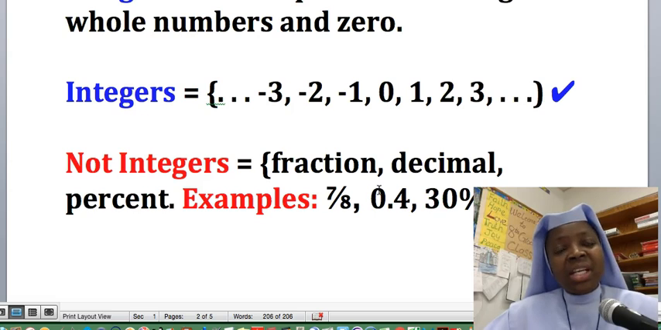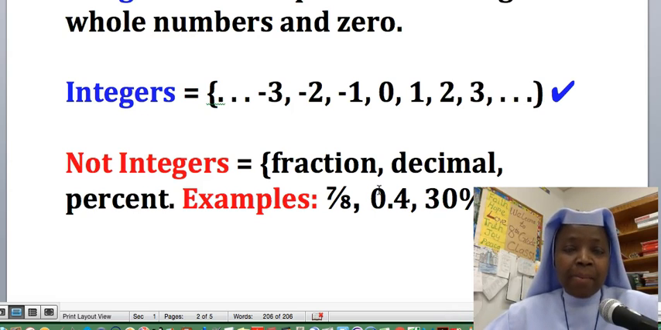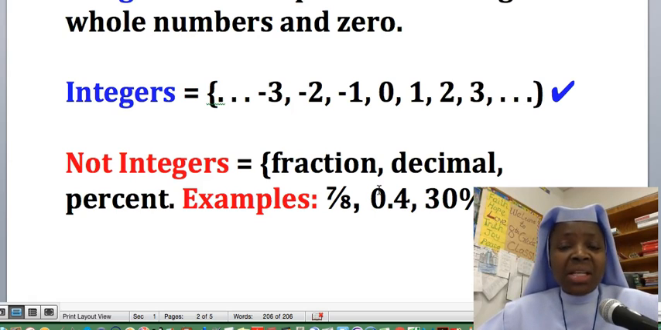We can use integers to represent real life situations. For example, when you lose a game, that could be represented by a negative integer. When you win a game, it could be represented by a positive integer. When the temperature is below 0, that will be represented by a negative integer. When the temperature is above 0, that could be represented by a positive integer.